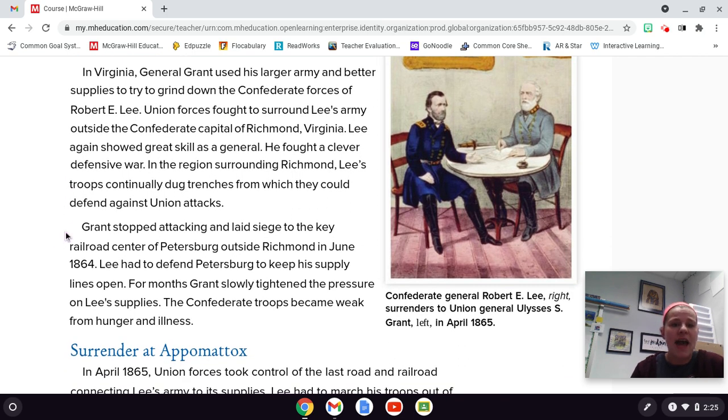Grant stopped attacking and laid siege to the key railroad center of Petersburg outside of Richmond in June 1864. Lee had to defend Petersburg to keep his supply lines open. For months, Grant slowly tightened the pressure on Lee's supplies. The Confederate troops became weak from hunger and illness.